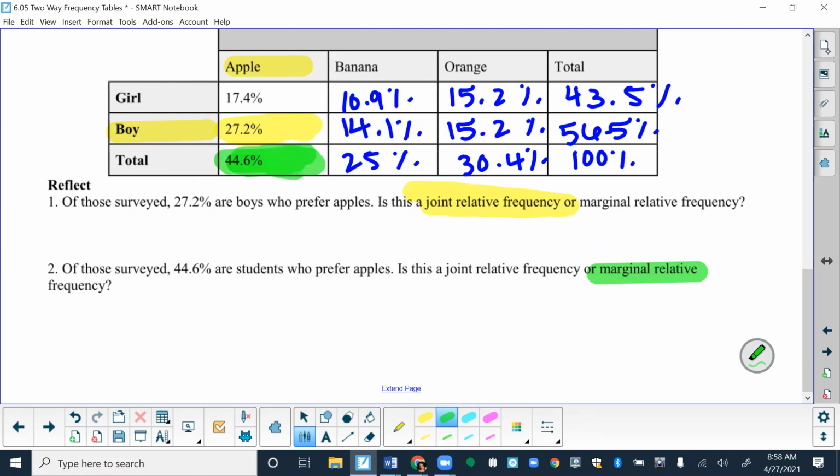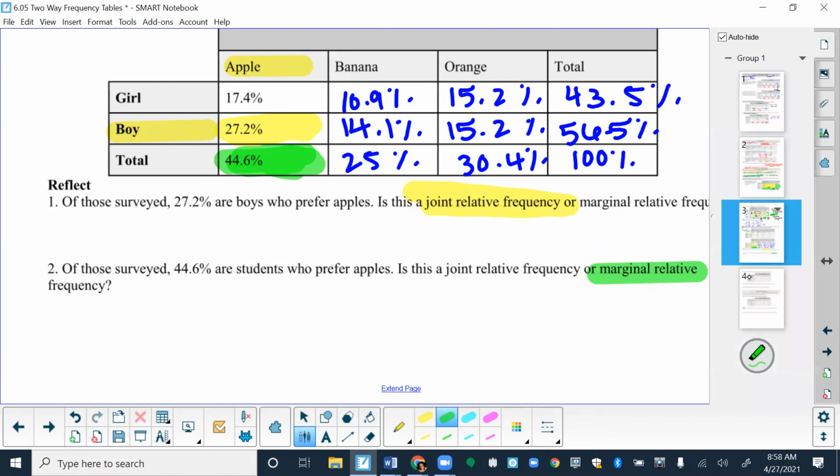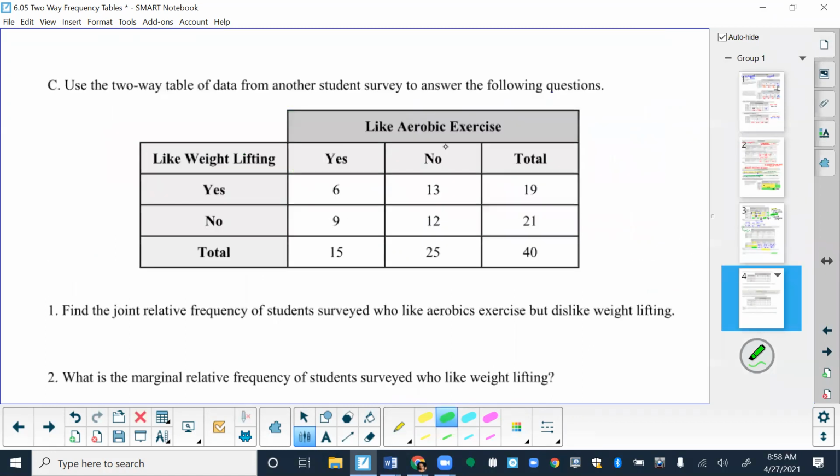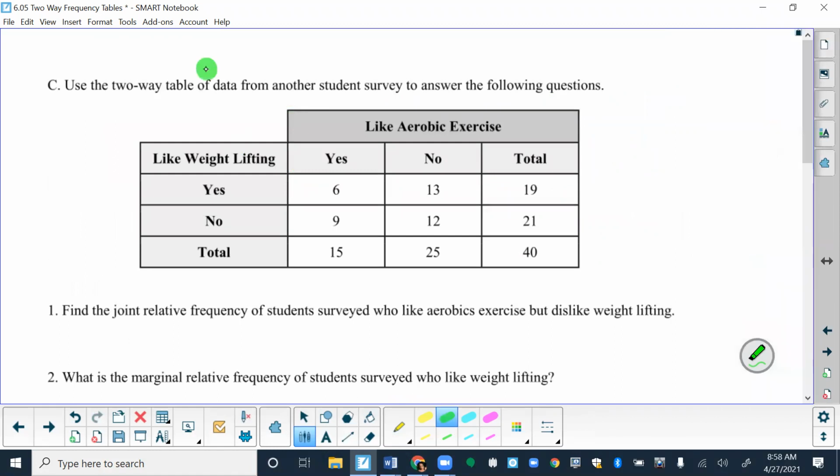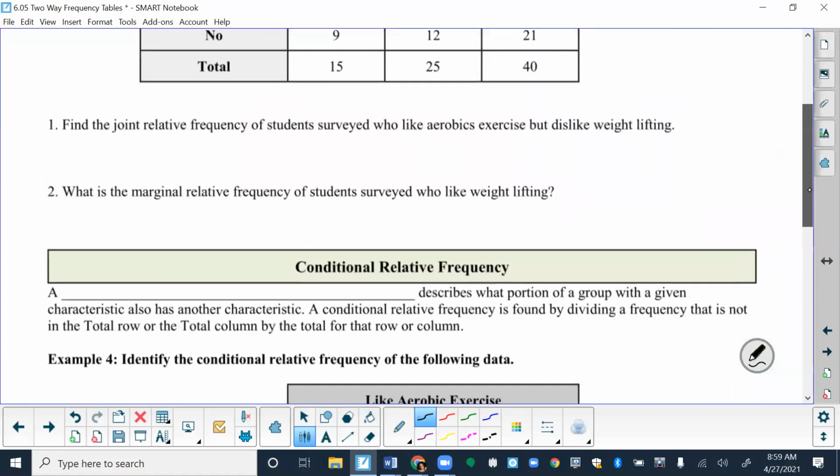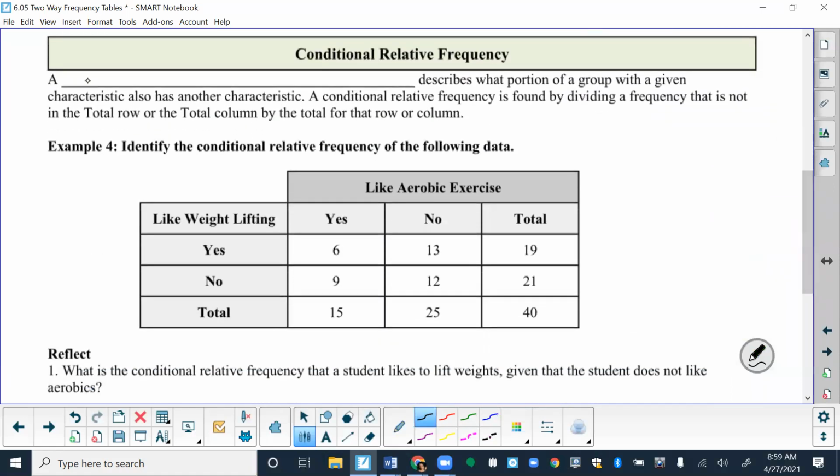Questions about that? All right, it's almost done, so bear with me. Now we're going to talk about, I'm going to kind of skip this one because we kind of just talked about it. Or maybe we'll even come back to it if there's time. But now we're going to talk about conditional relative frequency. Which I did see a test question about this one.